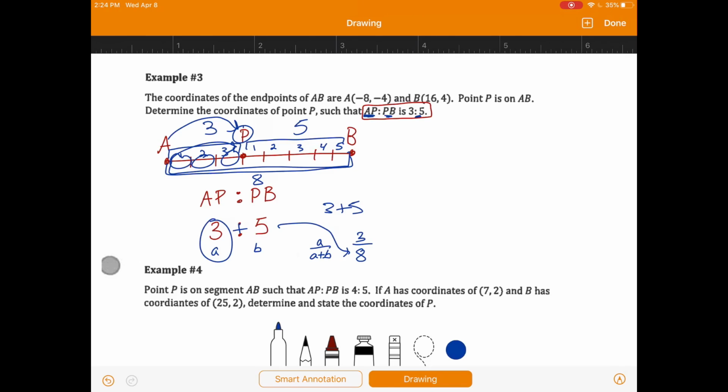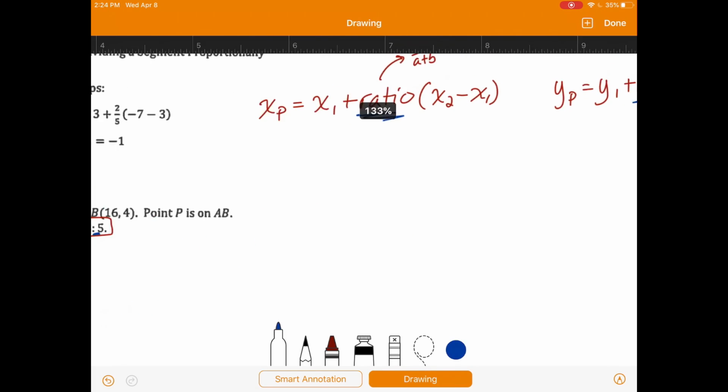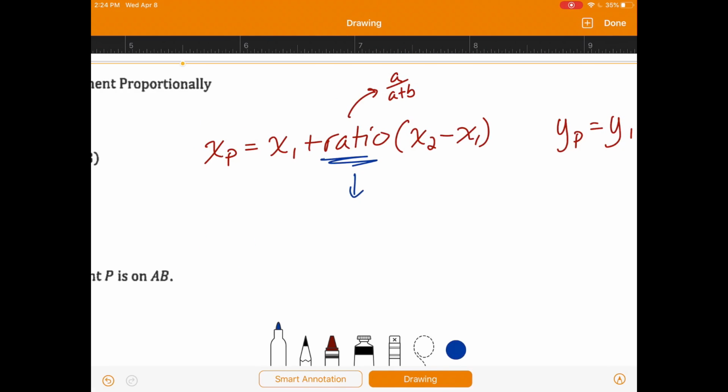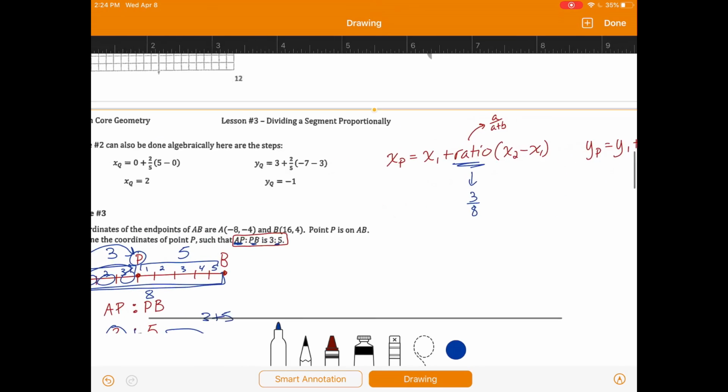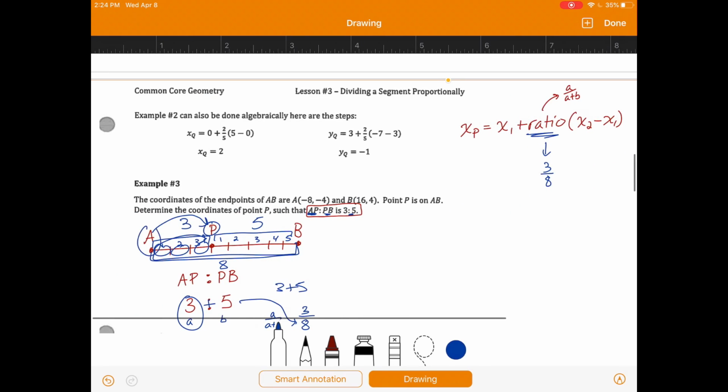So 3 over 8 is going to be our number for the ratio. So this is 3 over 8. This is 3 over 8 also. And then since we're referring to A, we're saying, oh, we're 3 away from A. We're not saying that we're 5 away from B in our fraction. We're not including the 5 in the top. Since we're talking about A, we're going to make A x1, y1.